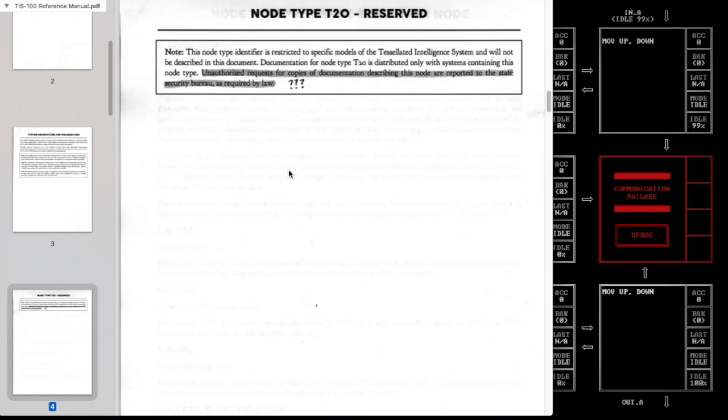The node type identifier is restricted to specific models of tessellated intelligence system and will not be described in this document. Documentation for node type T20 is distributed only with systems containing this node type. Unauthorized requests for copies of documentation describing this node are reported to the state security bureau as required by law.